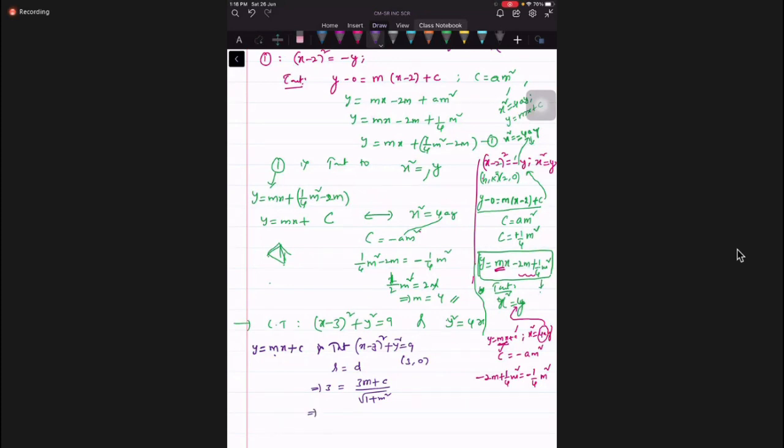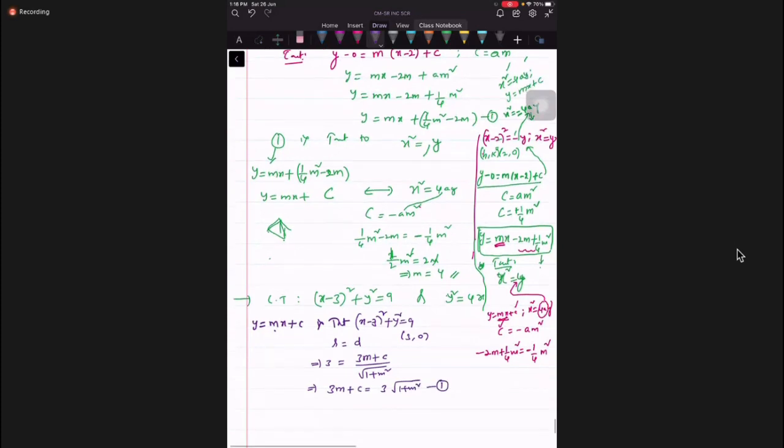All of you, students? Yes, sir. Now, this is one condition. Remember, I am taking the same line. If the same line is tangent to that parabola, what is the condition, students?